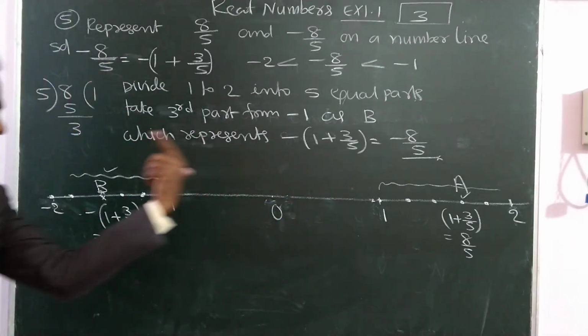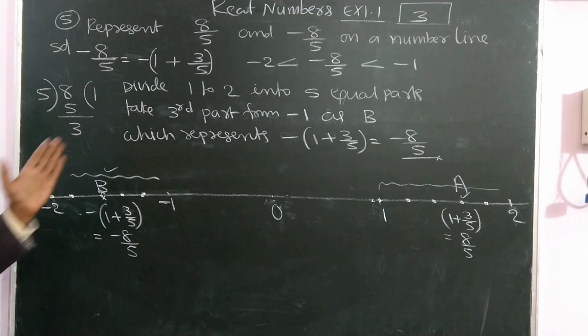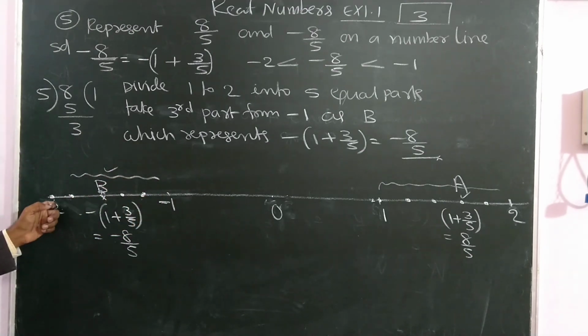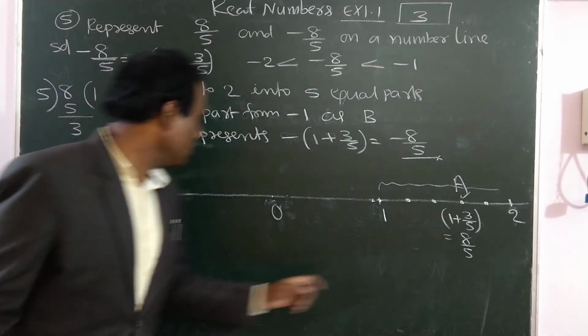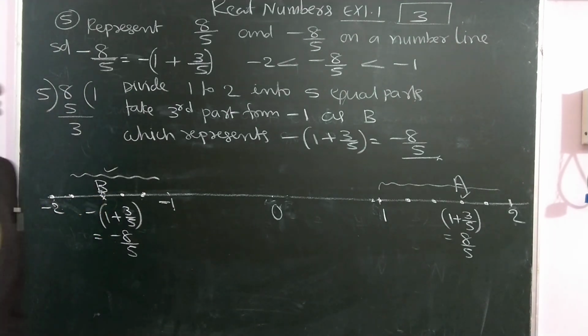Positive same, this side will reflect. It is nothing but a reflection of that. Same 1 to 2, minus 1 to minus 2. From 1 take the third part. From minus 1 take the third part. Same. Do it. So let us conclude here.